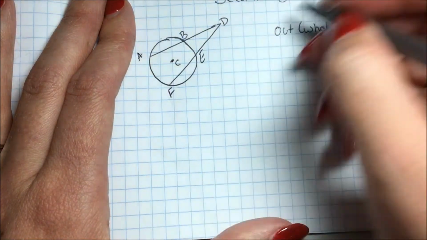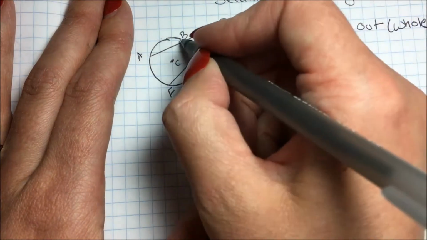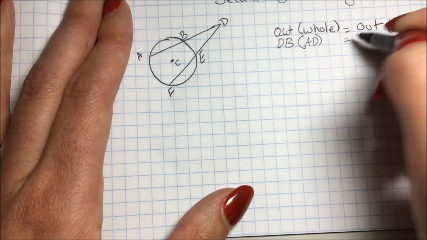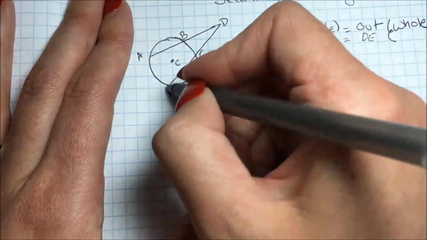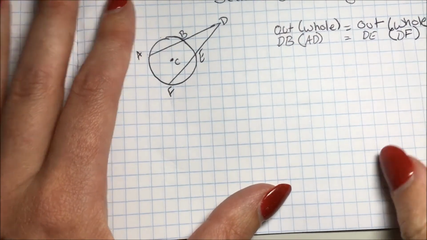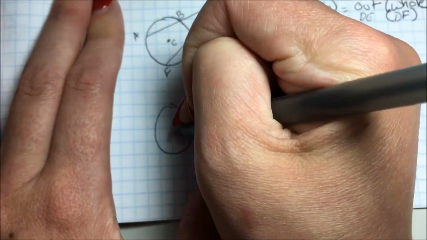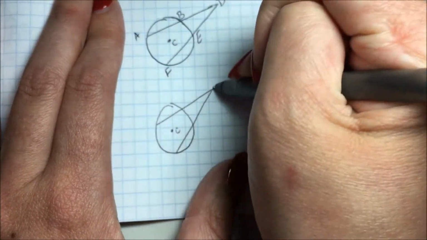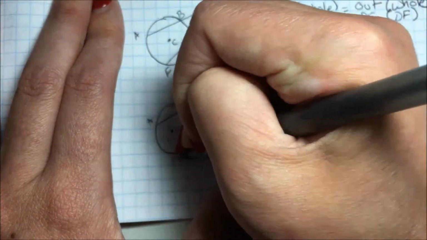So in this scenario here, the outside of secant AD, which is DB, times the whole thing, which is AD, equals the outside of the other secant, DE, times the whole thing, which is DF. So if I had an example of this, my badly drawn circle, but it's still a circle. You guys will believe me. A, B, D, E, F.